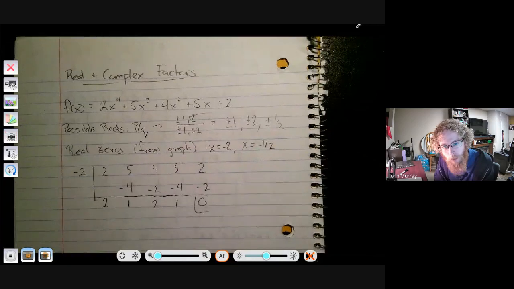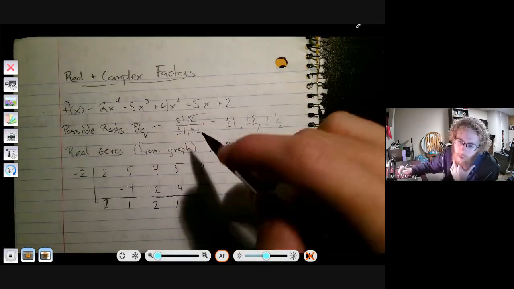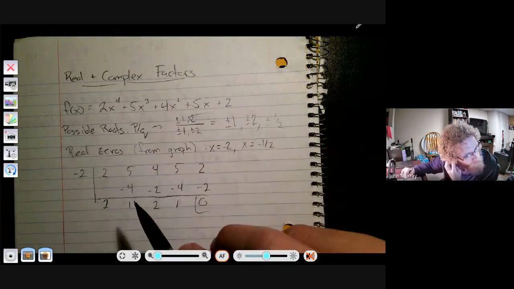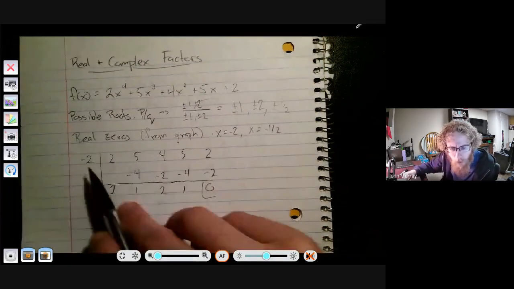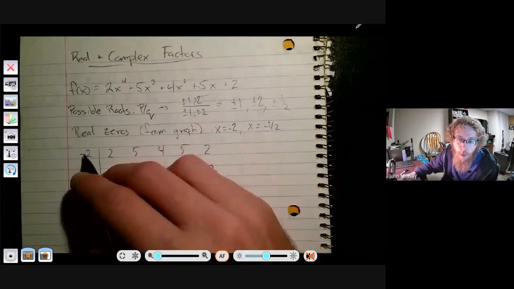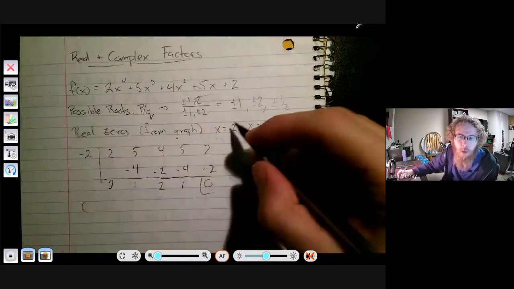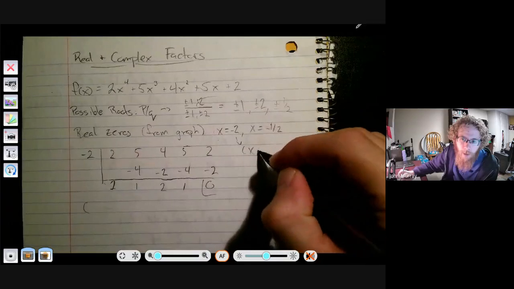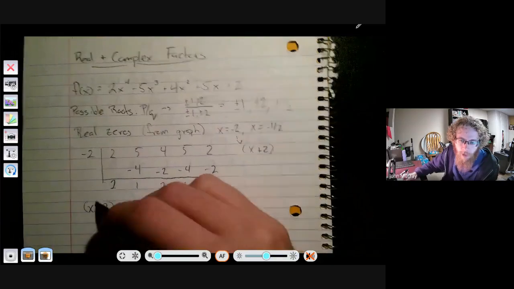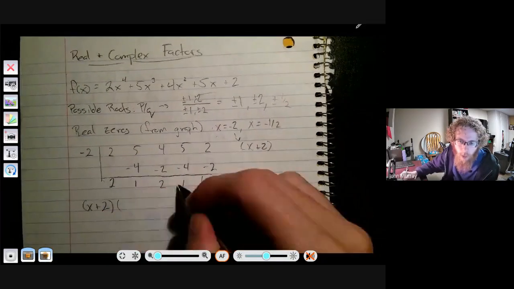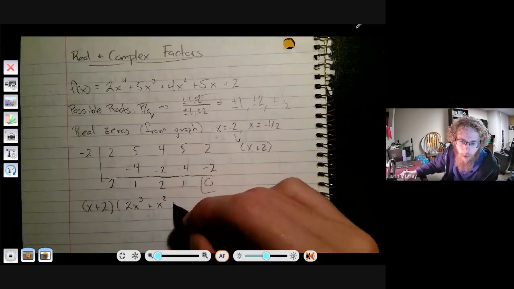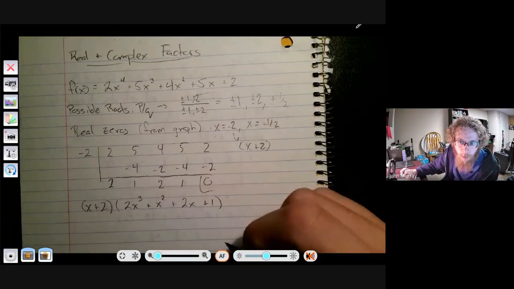So now, after your first one, you're going to have a few options on how to proceed. What I'm going to do real quick is rewrite this. Remember, when x equals -2, that tells me my factor is x plus 2. So I have x plus 2 as a factor. I took that out, and I have left over 2x to the third plus x squared plus 2x plus 1.